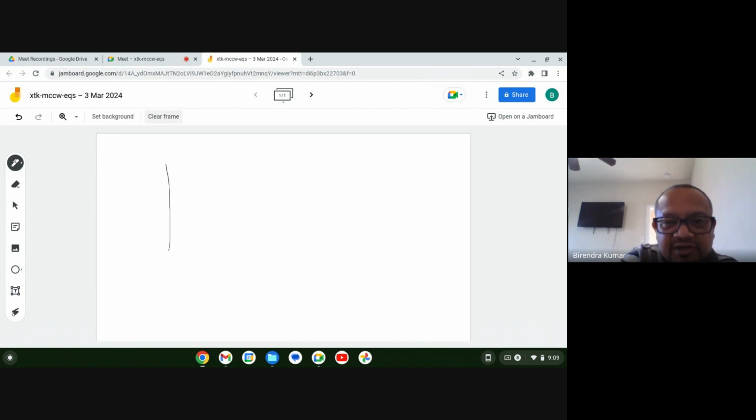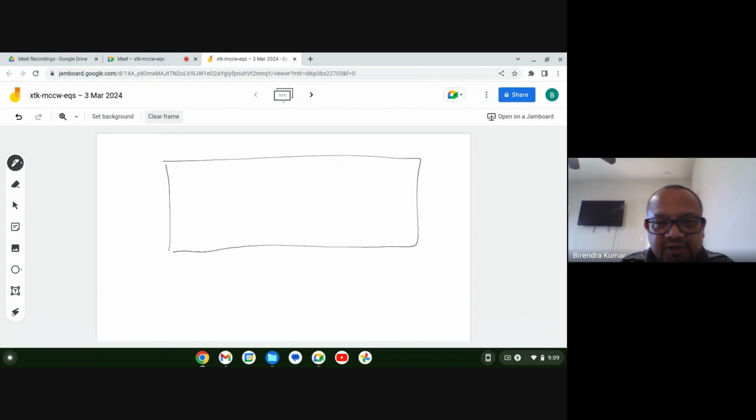Okay, if you're looking at a rectangle, mostly you keep the rectangle like this, meaning the longer side is used as a base. That is how it is more stable. That is why it is called length and this is called width.